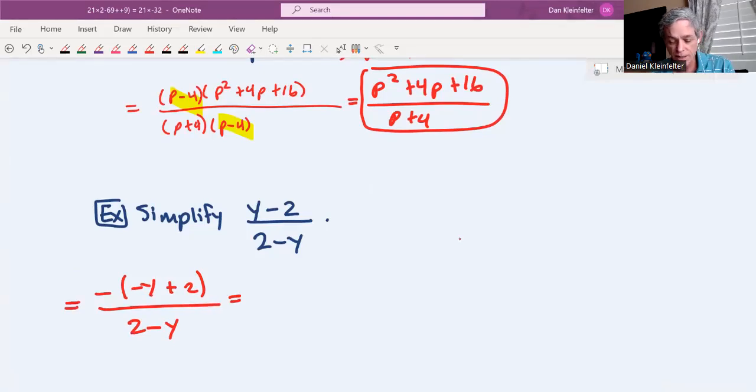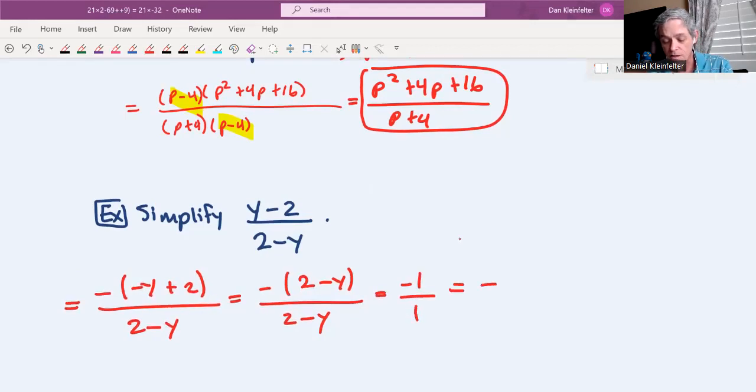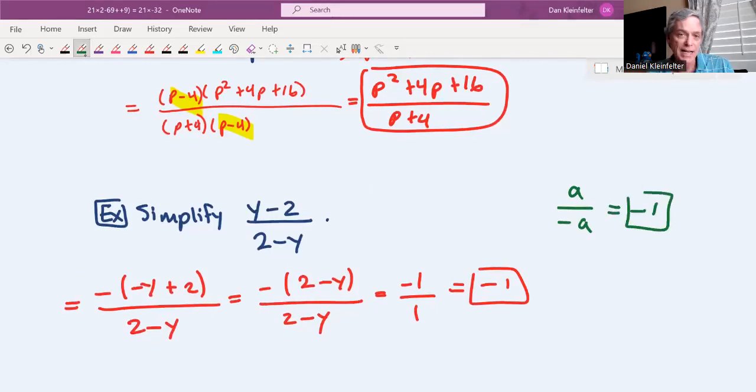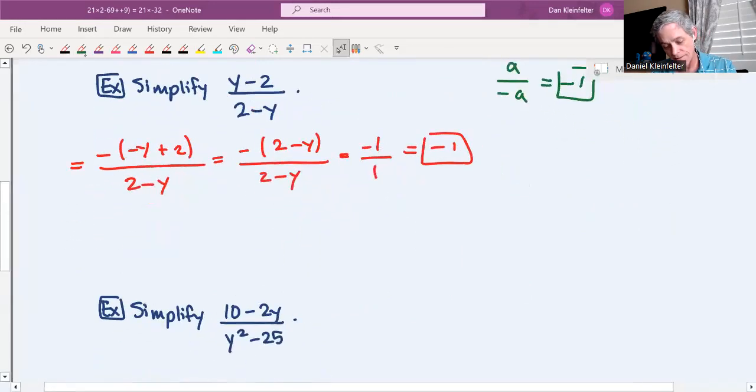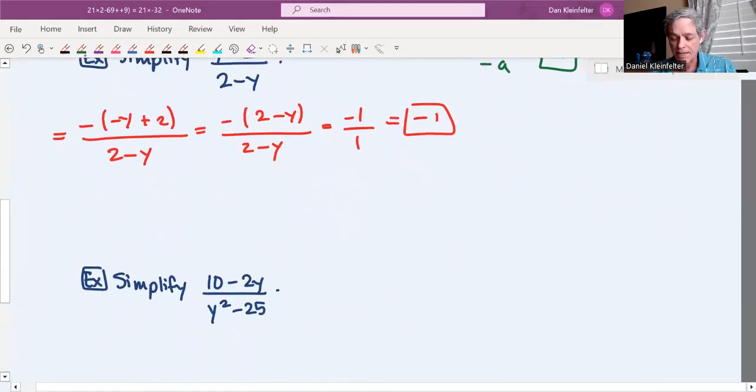Then rearranging the terms inside the parentheses, that will be 2 minus y instead of negative y plus 2. And then a 2 minus y down below. The two common factors of 2 minus y divide out, leaving you with negative 1 over 1, which is negative 1. In general, whenever you have the numerator and denominator just opposite of each other, then that simplifies to be negative 1. And that's what we had happen here. We're going to see that happen again, don't worry.